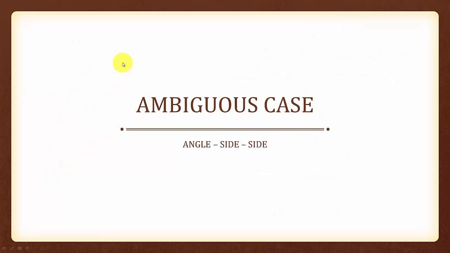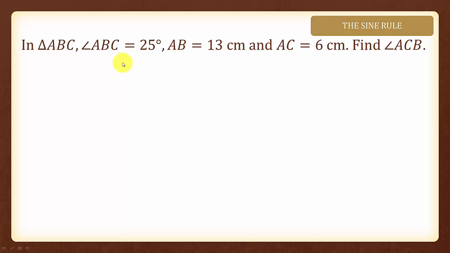Now, let's look at the question whereby there will be an ambiguous case. This occurs when we are given an angle and two sides. For instance, in triangle ABC, we are given the angle ABC equals to 25 degrees, the sides AB equals to 13 cm and AC equals to 6 cm. Therefore, we have an angle and two sides. We are asked to find angle ACB. For an ambiguous case, the diagram will not be given to you.